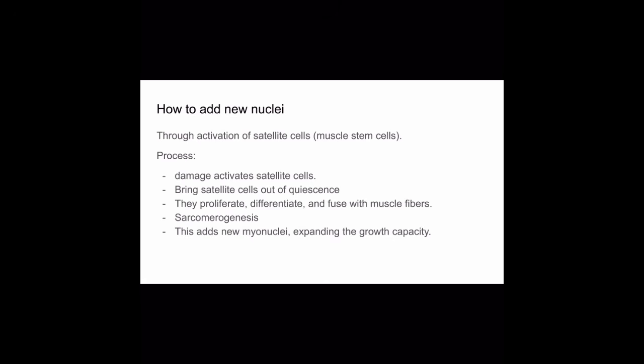So sarcomeres, what they are is the basic contractile unit of the muscle fibers. Okay, these are the actual contractile units. These are what the myofibrils are made of, okay? And what are these sarcomeres made of? They are made up of amino acids, made up of proteins and all that.